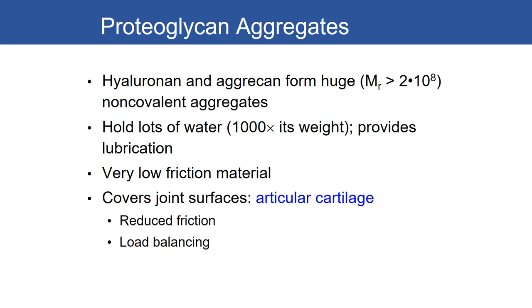So we also can get proteoglycan aggregates, hyaluronan, HA, and aggrecan. Again, as I mentioned a little bit earlier, they form huge non-covalent aggregates. They can hold lots of water. They make great hydrogels. They are low friction, and they cover our joints, our articular cartilage, reducing friction, and they also provide load balancing. They can have a molecular weight up to 2 times 10 to the 8th.